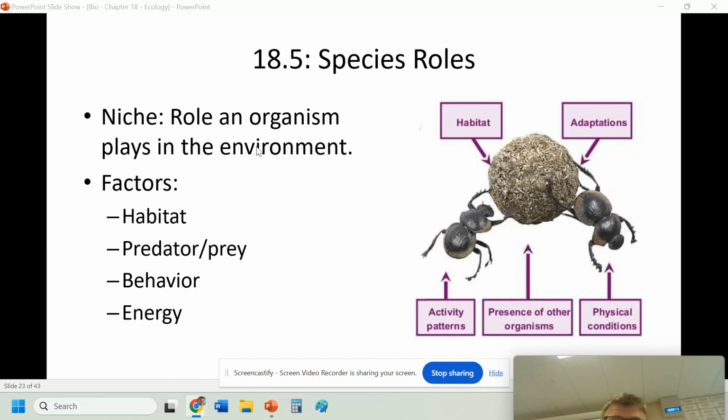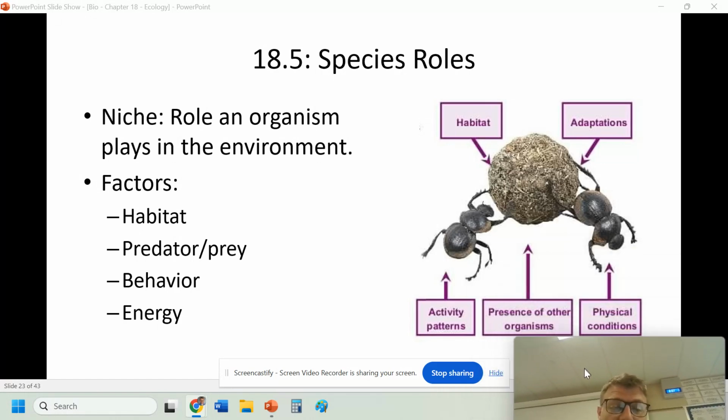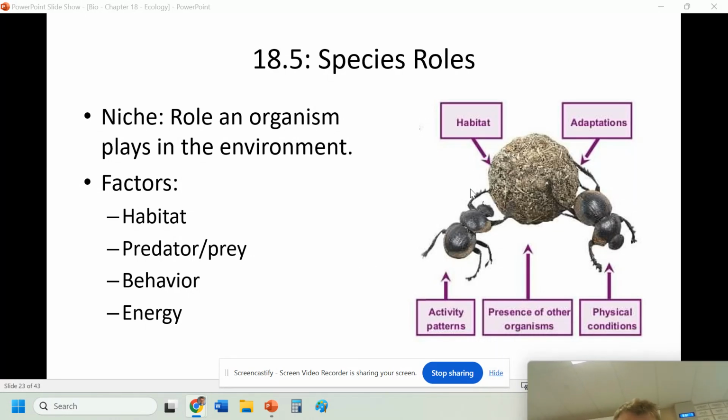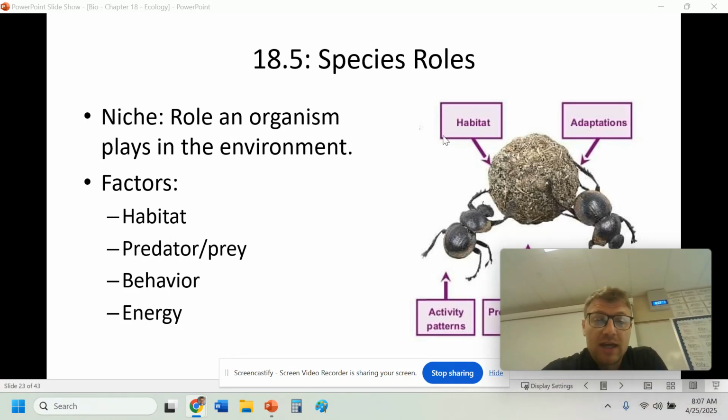So a species' role is particularly called a niche. This is just how that organism interacts with other organisms in the environment. You can see, like, these dung beetles have specific adaptations and habitat. They have different activity patterns. They work with other organisms and they change the physical environment. So they have a lot of factors that they contribute to an environment.